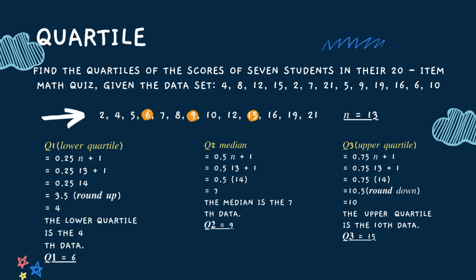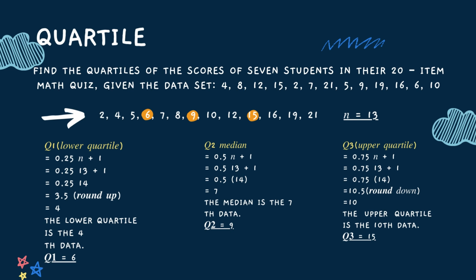So for Q2, what we have here is 0.5. First, again, the same process. We will be adding the 13 plus 1 first, then afterwards, we will have the answer of 14, and it will be multiplied by 0.5. So 0.5 multiplied by 14 is 7. So the data is 7.